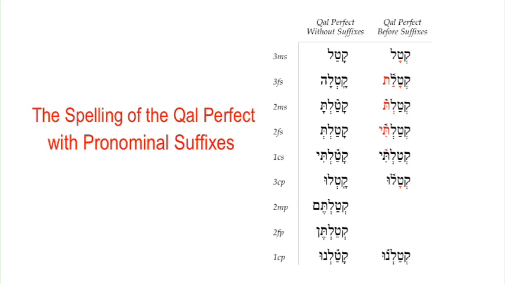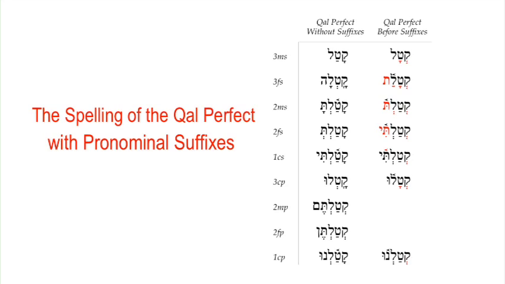In fact, these particular three forms that exhibit the greatest changes, the 2MS, the 2FS, and the 1CS, don't appear that often with pronominal suffixes. And so in context, you won't be caught off guard too often. All right? But they're still important forms to memorize.